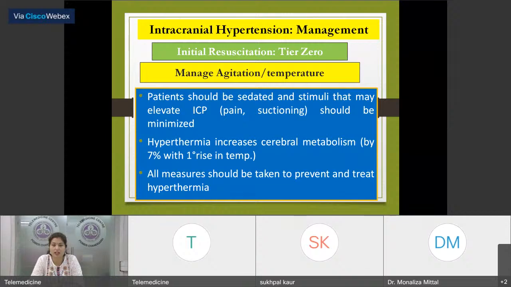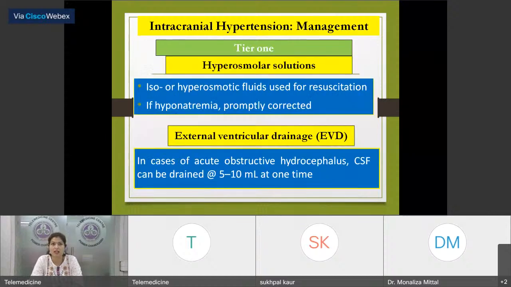And temperature control: maybe you have seen that patients suffering from head injury are always on paracetamol or some analgesic. The reason is that we should not allow the temperature to rise, because a 1 degree rise in temperature will increase the metabolism rate by 7%. So take all the measures. You can use tepid sponging, antipyretics, fans, or an air conditioner according to the weather of your area. Make sure the temperature does not rise.